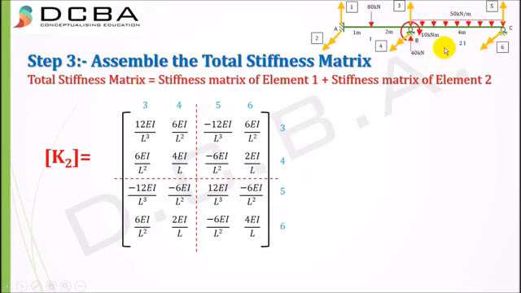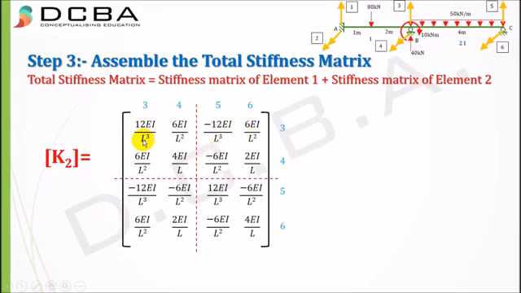Why they are 3 4 5 6? Because for element 2 it starts from B, and B has numbering as 3 4 5 6. For element 1 it was 1 2 3 4. For element 2 it is 3 4 5 6. That is why I have written here 3 4 5 6 and the inner elements as it is.